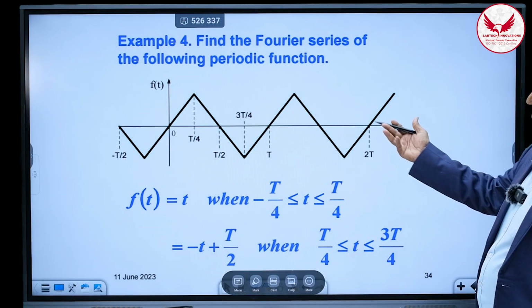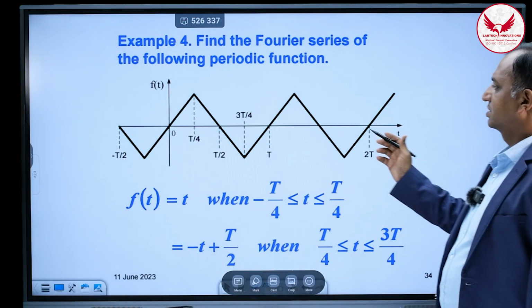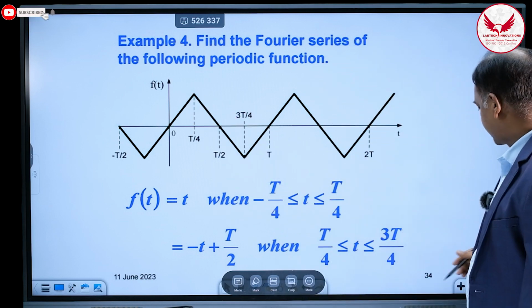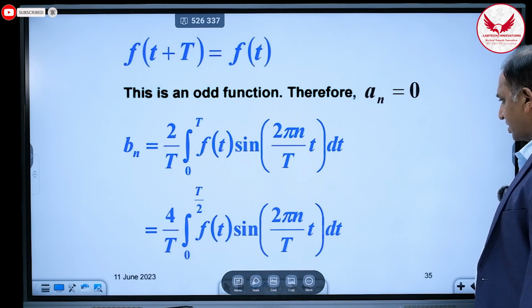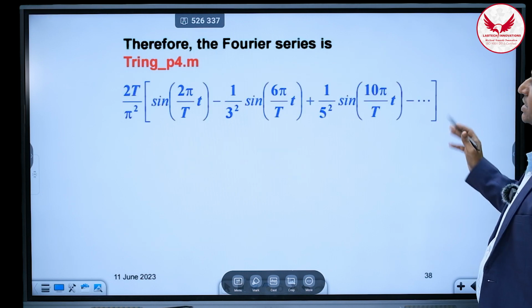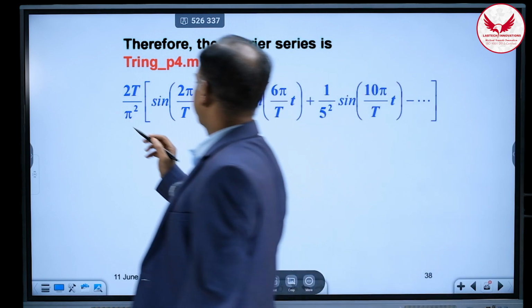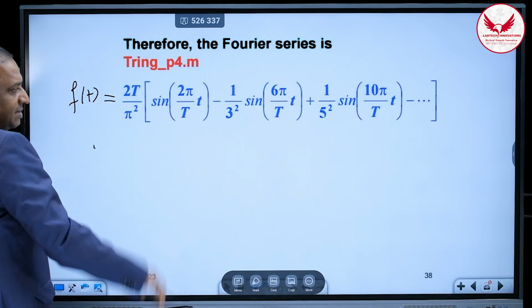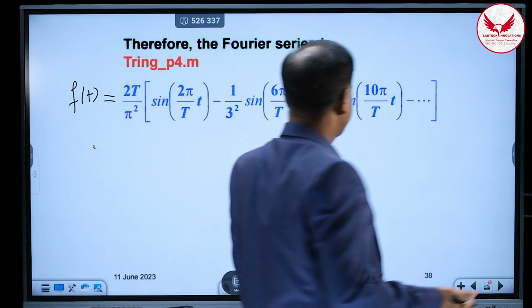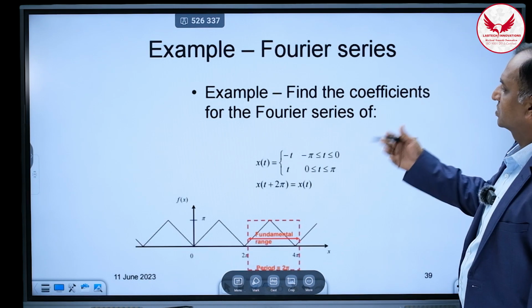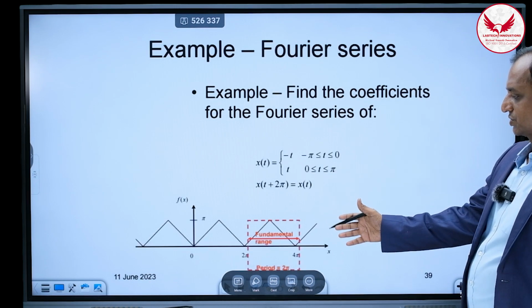This is the same kind of problem. Instead of x of t, here we have taken f of t. So this is a solved problem. You can go through it, and accordingly you can represent the trigonometric Fourier series for this. So f of t will be like this. When you write this equation in MATLAB or any other software, you can reconstruct the signal exactly as it is. This is also another signal which is shown here.